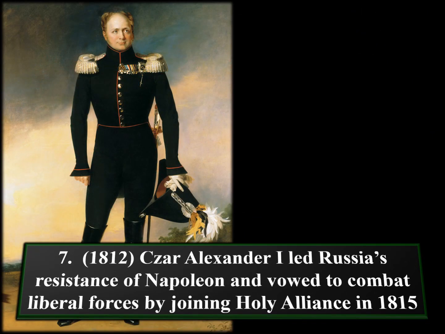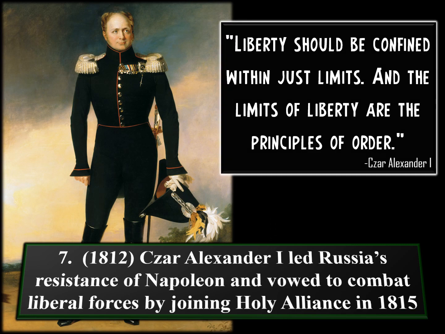By the time we get to the early 19th century, Tsar Alexander I, as we know, the Tsar during the Napoleonic Wars, in 1812, led Russia's resistance as Napoleon attempted to invade Russia, and he vowed to combat liberal forces by joining the Holy Alliance in 1815 after the Napoleonic Wars were over. So he will continue in the autocrat role as we go into the early 19th century. He said, "Liberty should be confined within just limits, and the limits of liberty are the principles of order." Order was more important to him than liberty.